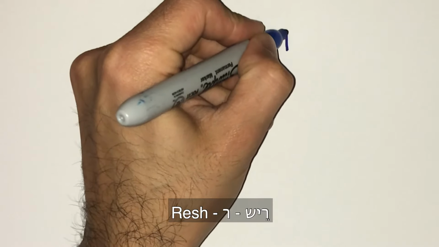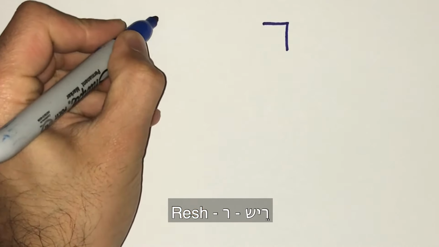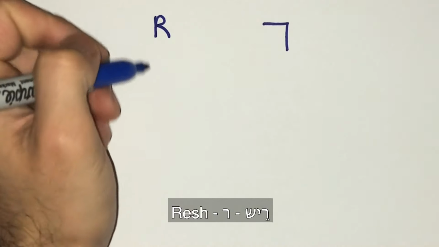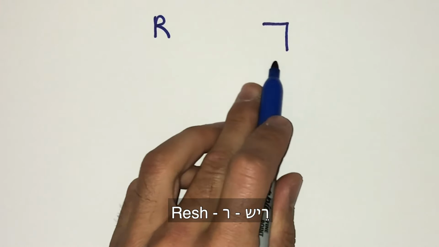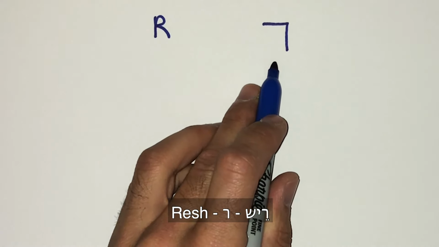Let's talk about the last three letters. The next letter is resh. The English equivalent is R. But as you can hear, it's pronounced differently. Resh. The pronunciation comes from the throat. Resh.